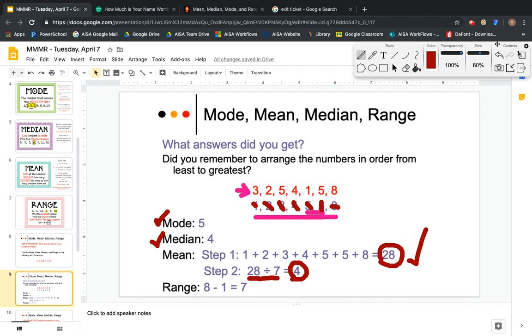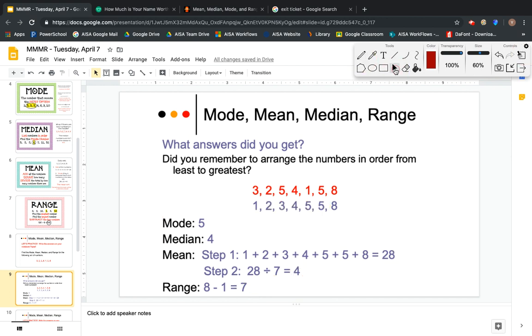Now the last thing I'm going to do is find the range. The range is my smallest number from my biggest number. So these are in order. So my largest number is 8. My smallest number is 1. So 8 minus 1 is 7, and 7 is my range. So check your answers and see how well you did.